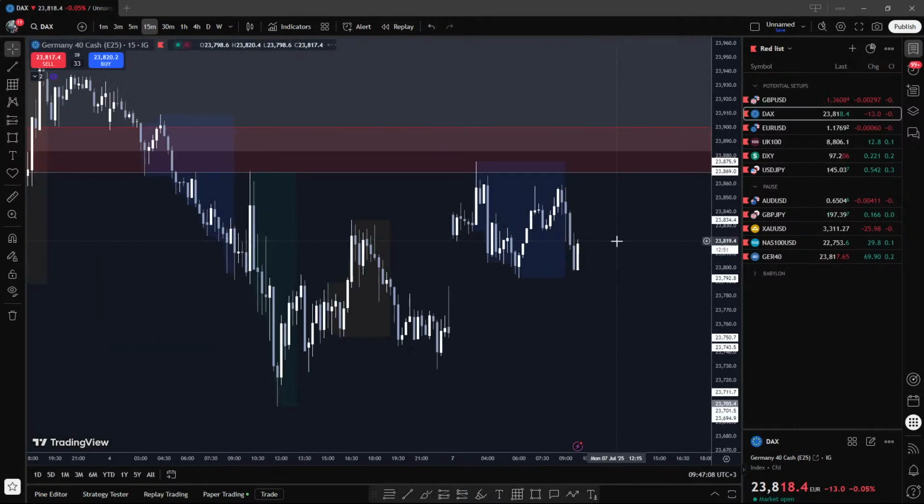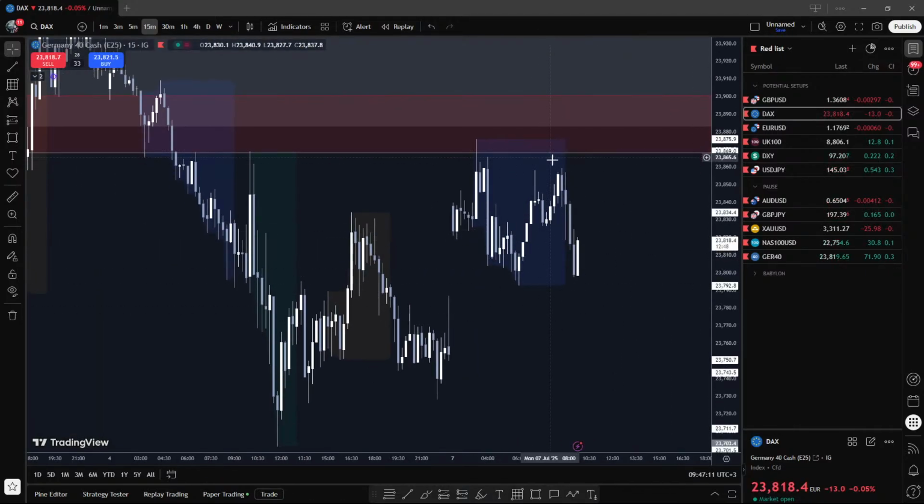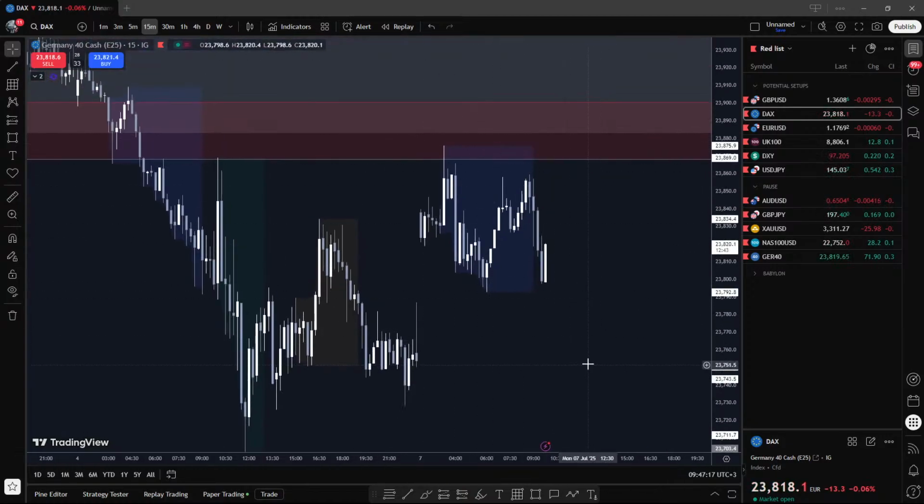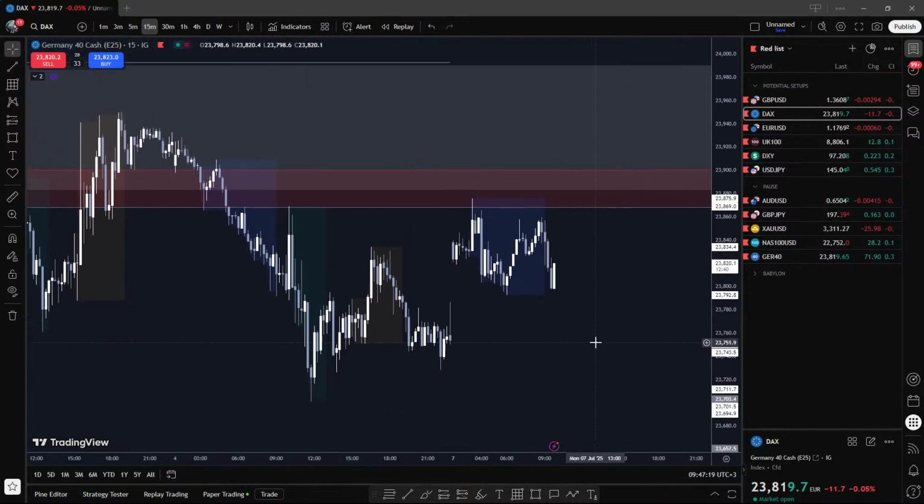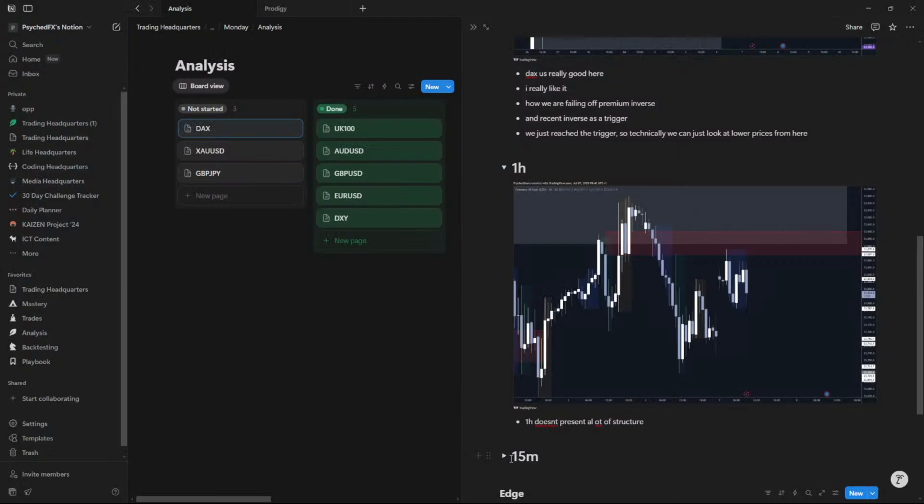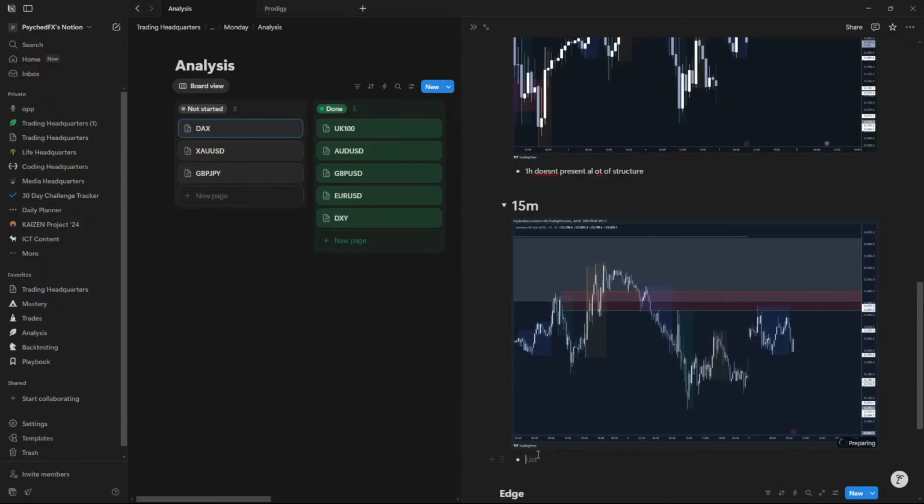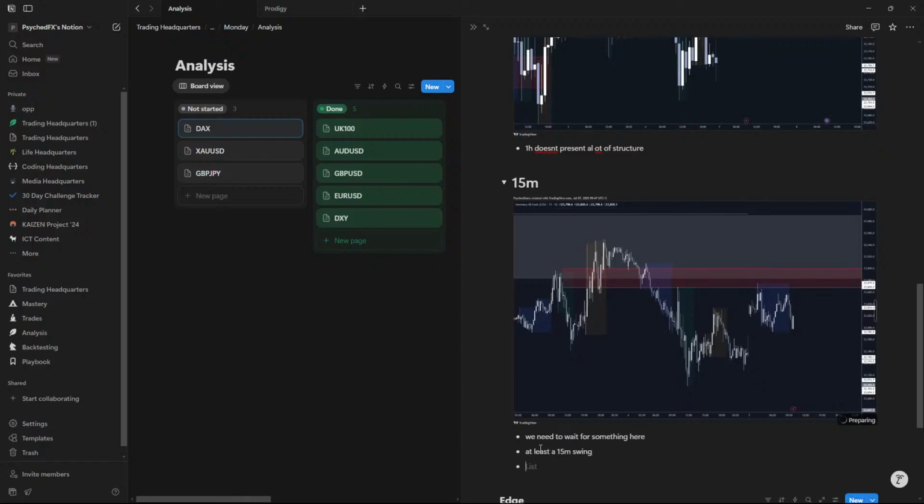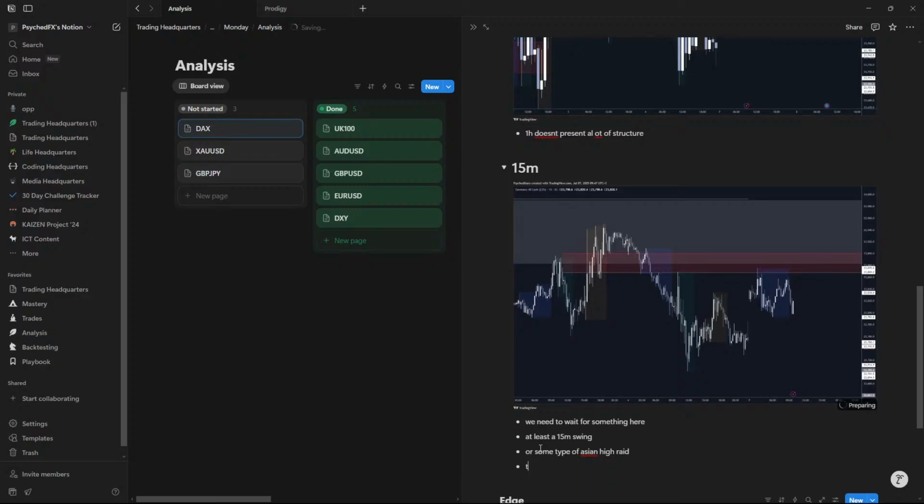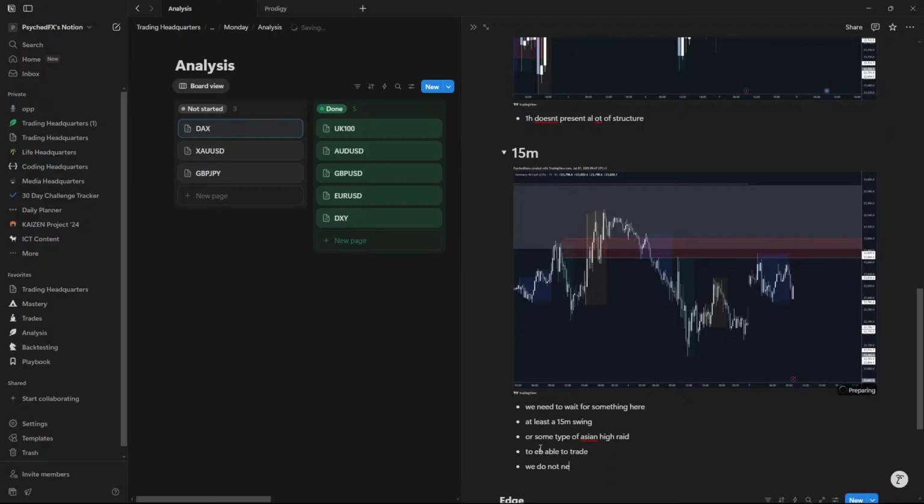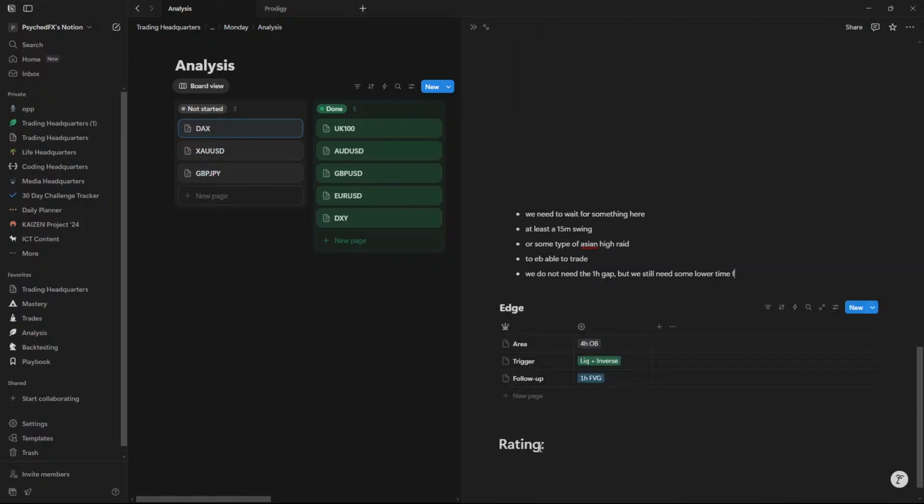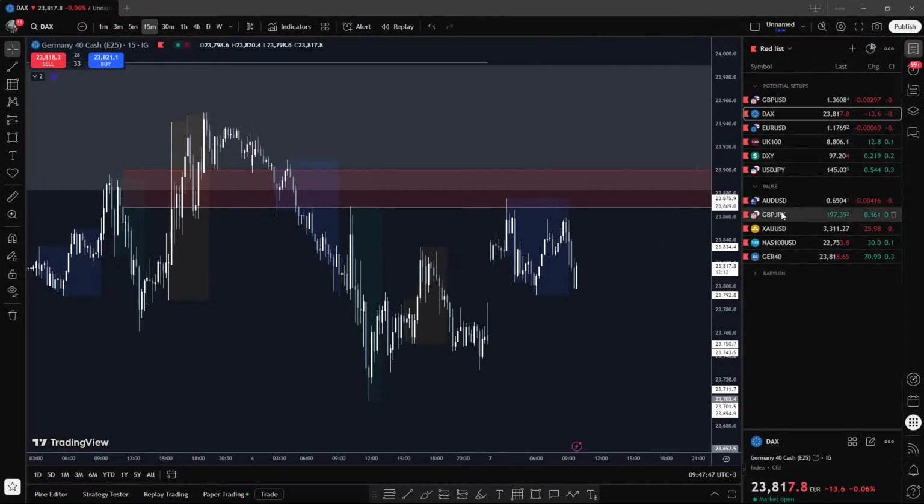But I would probably, yeah, we need some type of displacement. I don't think this inverse is just better off to wait either for an Asian range or for some type of initiation. So here, even though the setup is valid, we need to wait for something. We need to wait for something here, at least a 50-minute swing or some type of Asian high range to be able to trade. We do not need the 1 hour gap, but we still need some lower time frame influence to trigger lower prices. That's all pretty clear though, right?